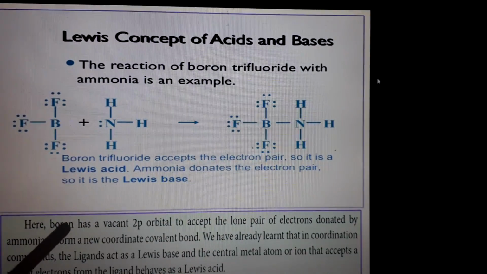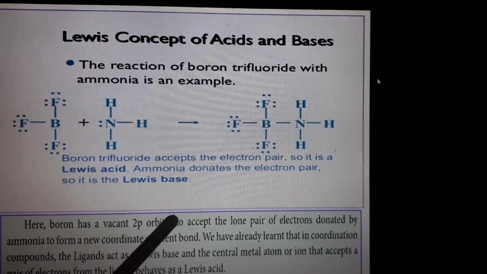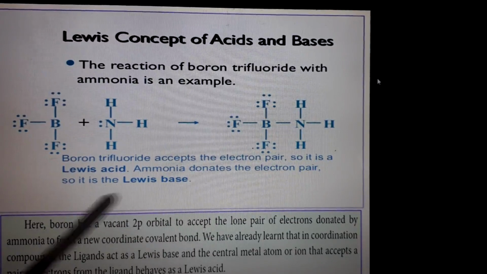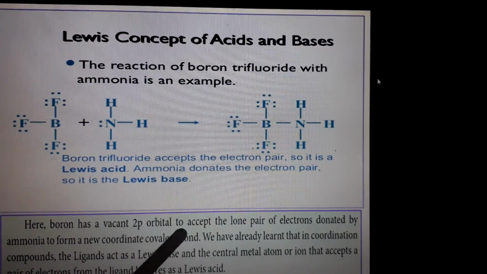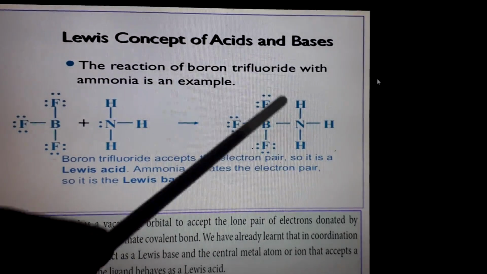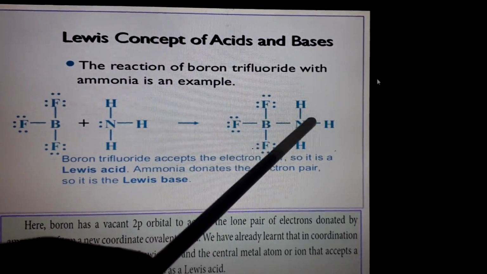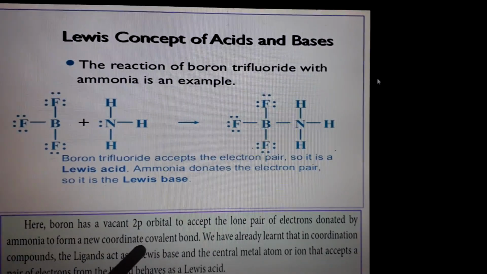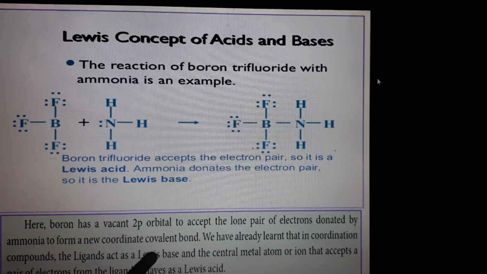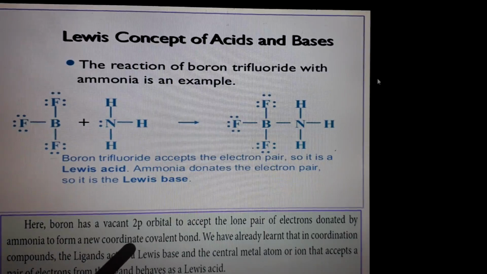In this, boron has a vacant 2p orbital to accept the lone pair of electrons donated by ammonia to form a new coordinate covalent bond. This is the covalent bond between boron and nitrogen. In coordination compounds, the ligands act as Lewis bases, and the central metal atom or ion accepts the pair of electrons and behaves as a Lewis acid. This is the definition based on the Lewis concept in coordination chemistry. Okay, understand?